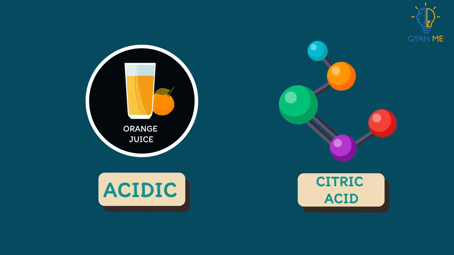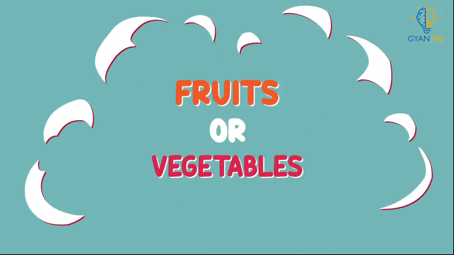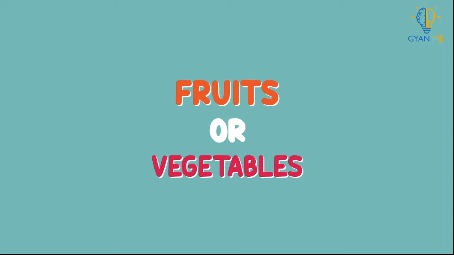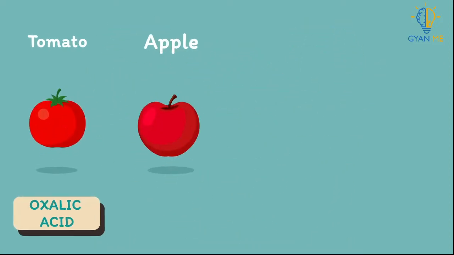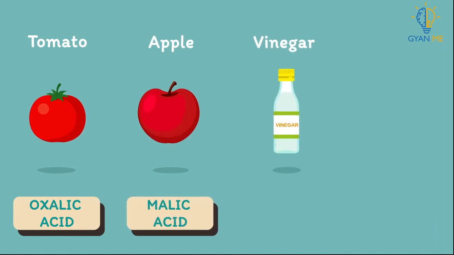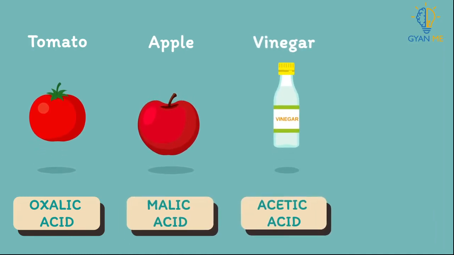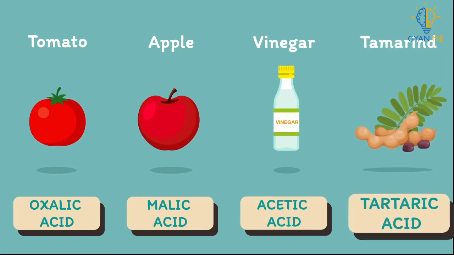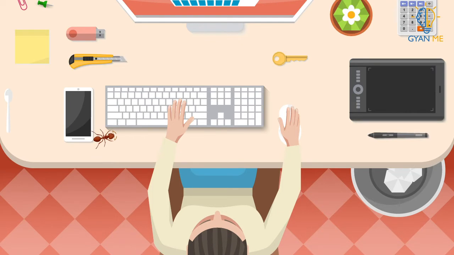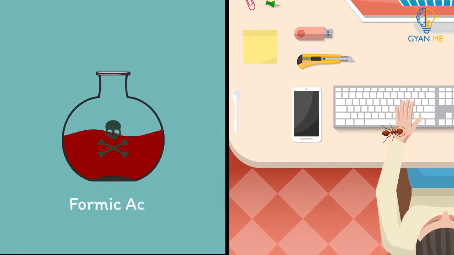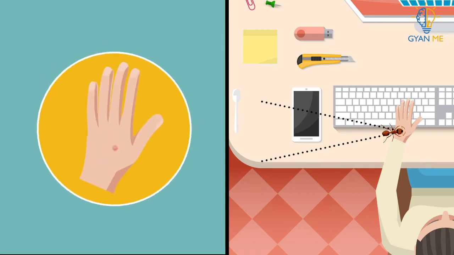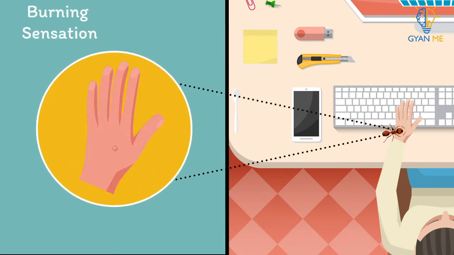Just like lemon, there are many examples of fruits or vegetables containing acids. Like tomato has oxalic acid, apple has malic acid, vinegar has acetic acid, and tamarind has tartaric acid. In fact, you know students, when an ant bites you, it injects an acidic poison containing formic acid, and this is the reason on ant bites we get burning sensation and swelling.